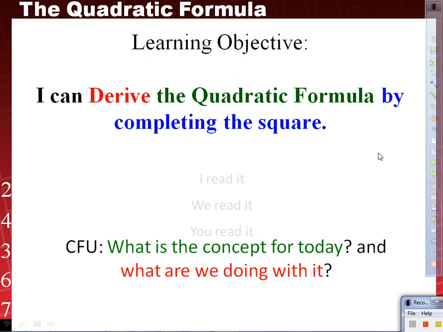Our objective for today: I can derive the quadratic formula by completing the square. Let's read together. 1, 2, 3. The word derive means to obtain or to develop a concept from something. Yesterday's lesson showed us how to memorize the quadratic formula. Today we're going to develop the quadratic formula from somewhere.